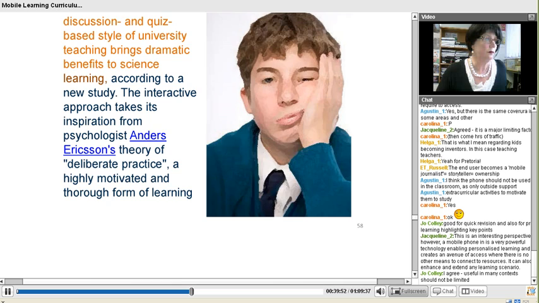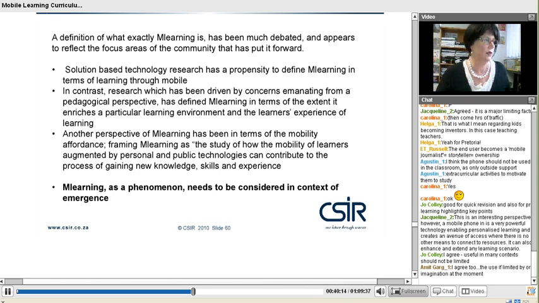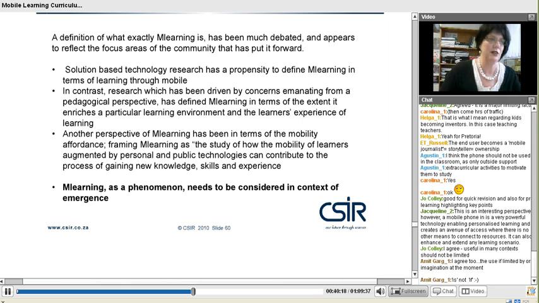So, what is this mobile learning curriculum and how does this actually help you to get round to one of these? Now, the reason why I went through these examples is to kind of try and broaden your perspective of what mobile learning is. It's not a definition of what mobile learning is. It's very much debated, and I think it's also debated in this channel. But it reflects the focus of the community that puts it forward.